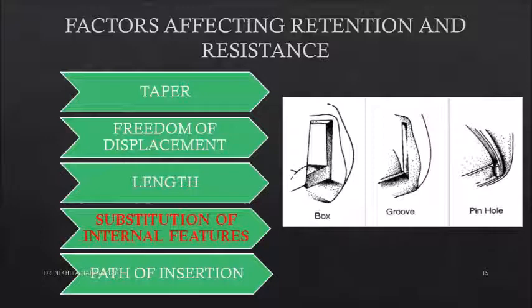Grooves, which are placed on the vertical walls, must be 1 mm wide and deep and should be as long as possible to improve retention and resistance. Pinholes are used in cases where there is insufficient axial wall length. The pin can be used to retain a core, which in turn will help in retention of the crown. Boxes and grooves are placed on the external walls and pinholes are placed in the internal walls.